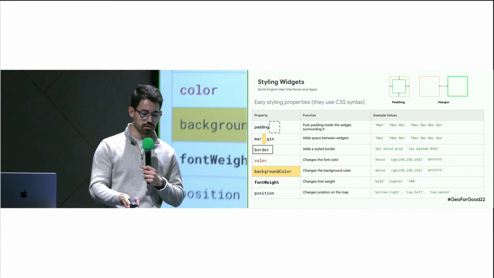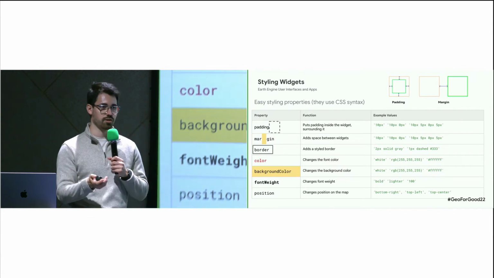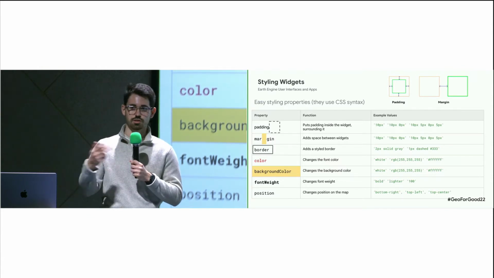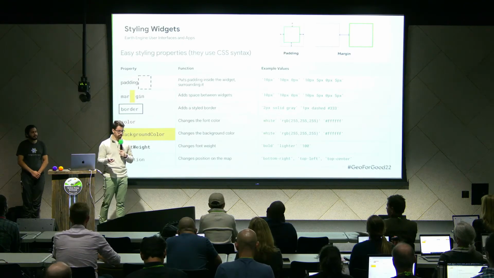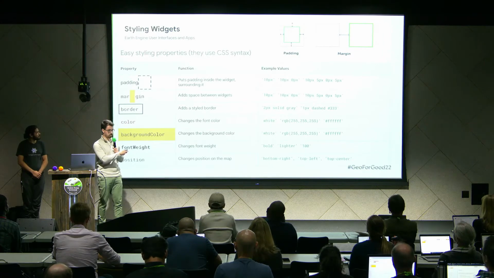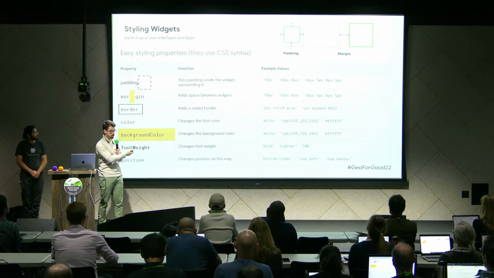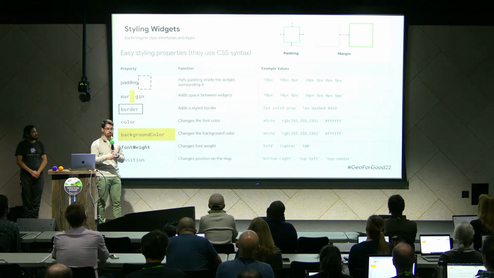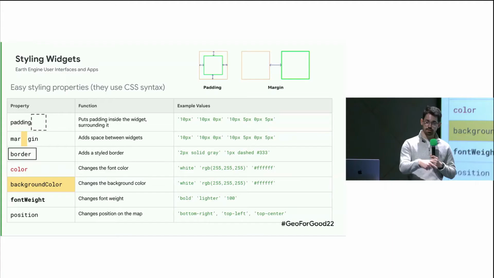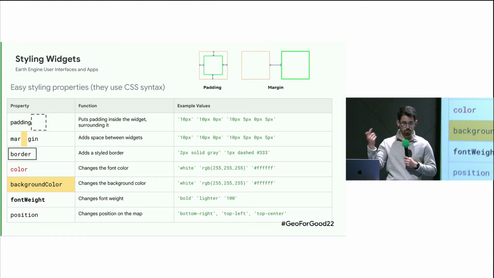And then margin is space between widgets. So if you have two buttons next to each other, you want to change the space between them, then you'll update that value. And there's a couple ways to supply that. So let's say for padding, if you just put in 10 pixels, it'll be all around the button, for example. If you do 10 and 0, then it'll be top, bottom, and then the sides. And then for each side, you can provide a value. So it'll be top, right, bottom, and left.